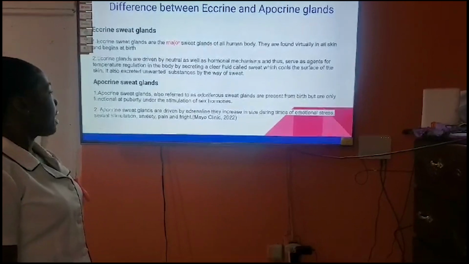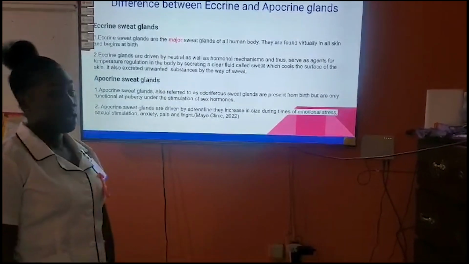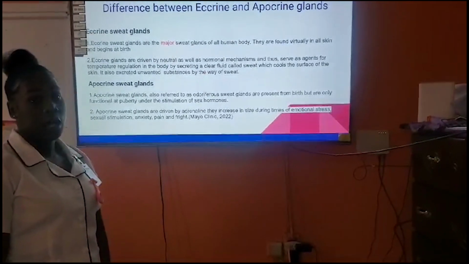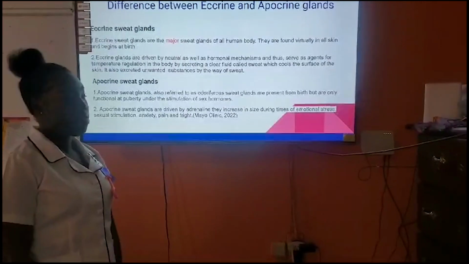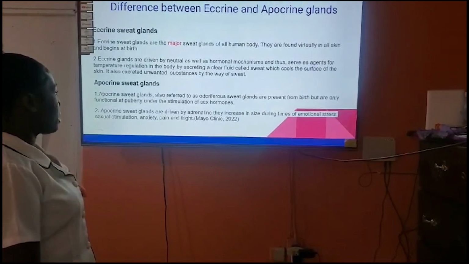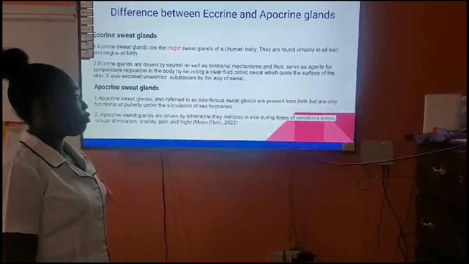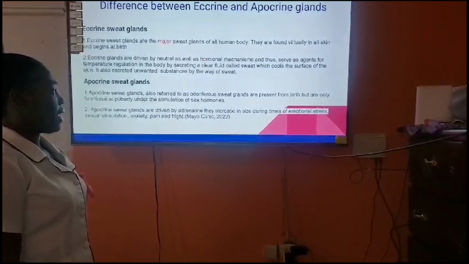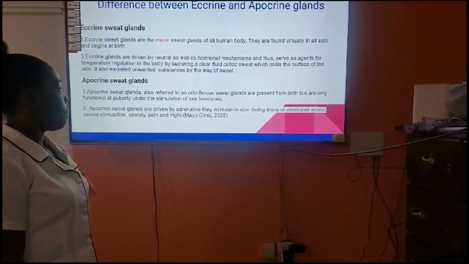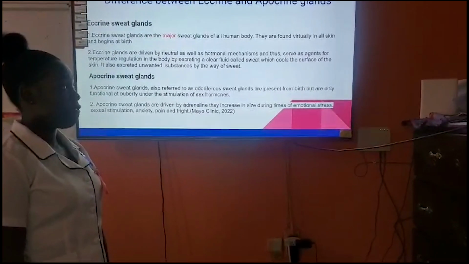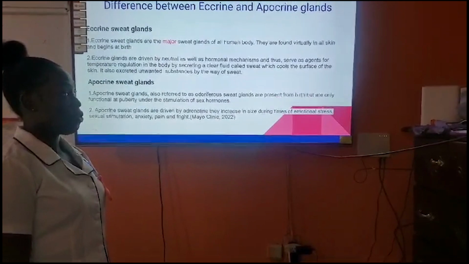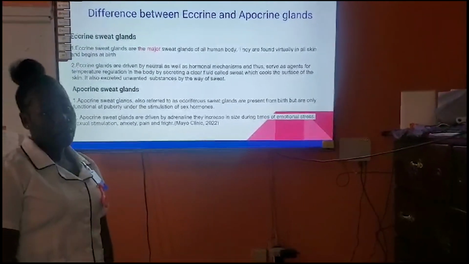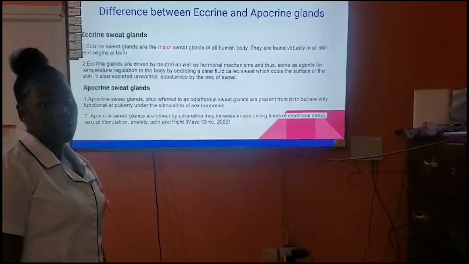Eccrine sweat glands. Eccrine sweat glands are the major sweat glands of the human body. They are found virtually in all skin and begin at birth. Eccrine sweat glands are driven by neural as well as hormonal mechanisms. They serve as agents for temperature regulation in the body by secreting a clear fluid called sweat, which cools the surface of the skin. It also excretes unwanted substances by way of sweating.